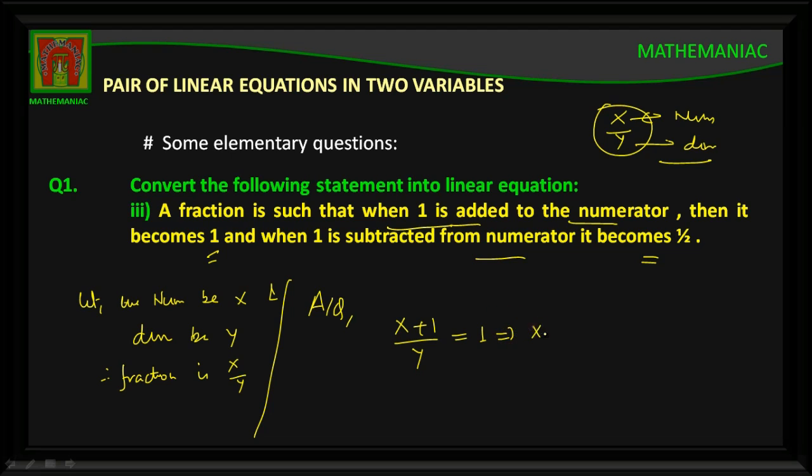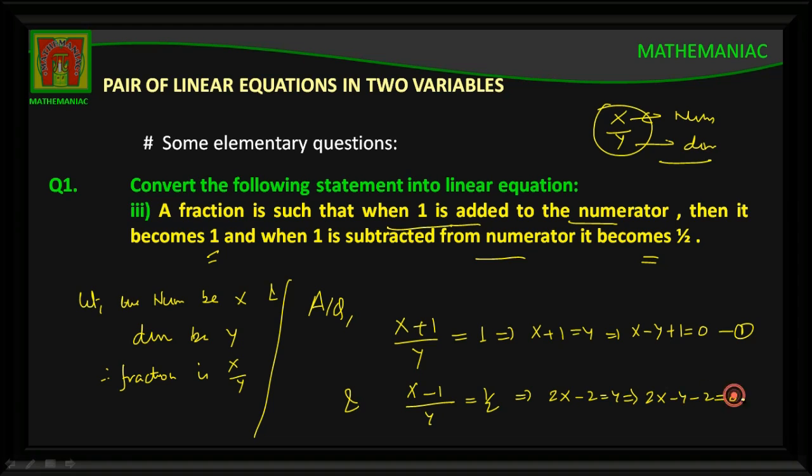Right at this moment, if you want, you can simplify this and bring it to the simplest form or to the standard form. So this is one equation. And what is the other condition? This time they are saying that 1 is subtracted from the numerator. Earlier I added, this time I am subtracting. This time how much am I getting? Half. Then you reduce again to the standard form. And whatever you get are the required equations representing this situation, right?